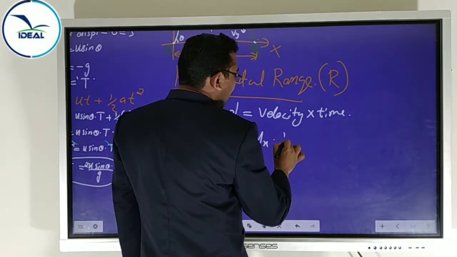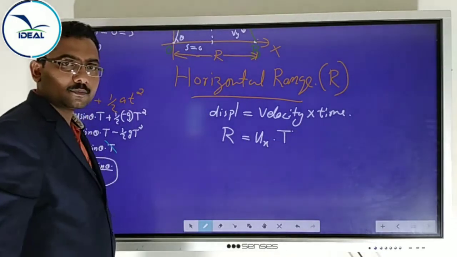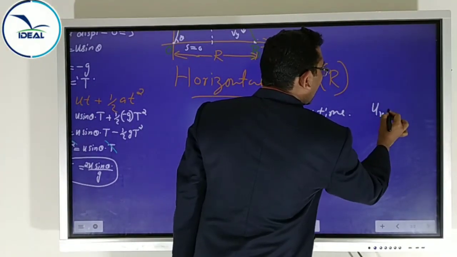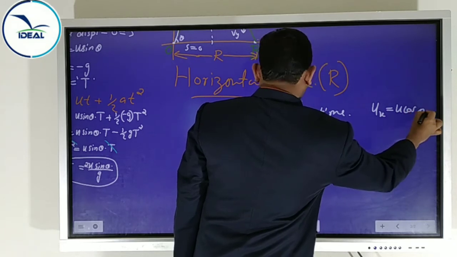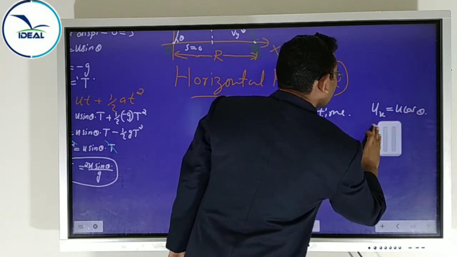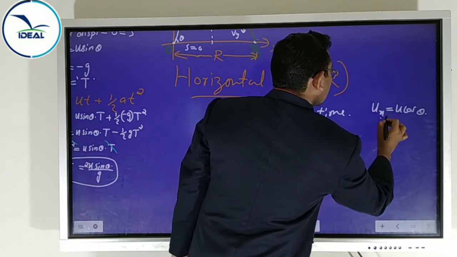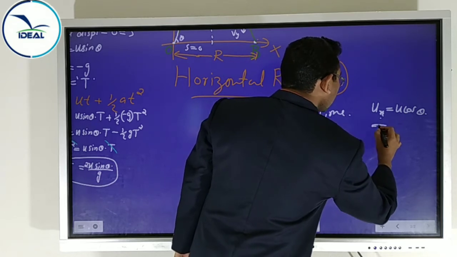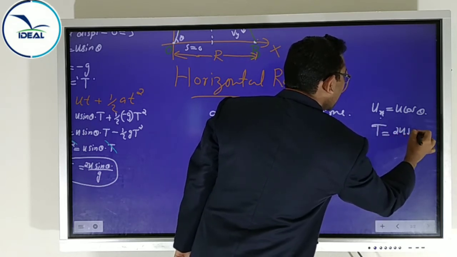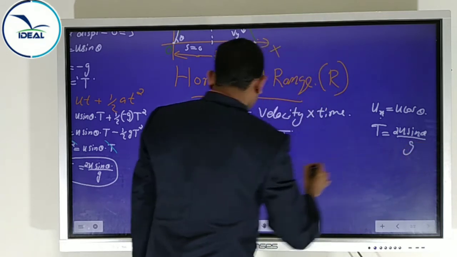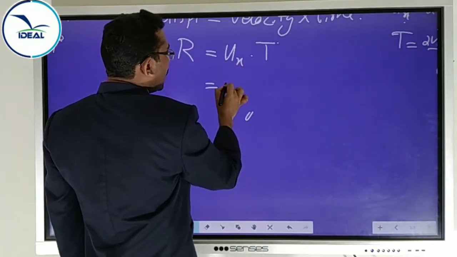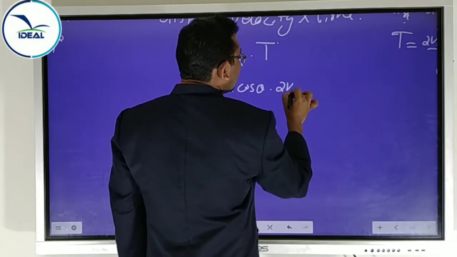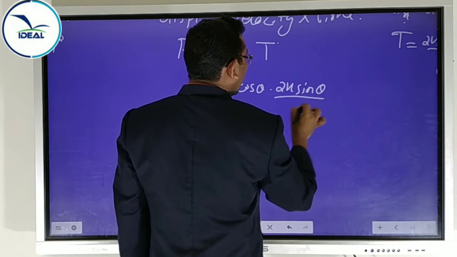Therefore, the displacement or range R is equal to the velocity ux and the time, which is the time of flight. Put the values: ux equal to u cos theta, and T, which we just derived, is 2u sin theta by g. Therefore, R is equal to u cos theta into 2u sin theta by g.